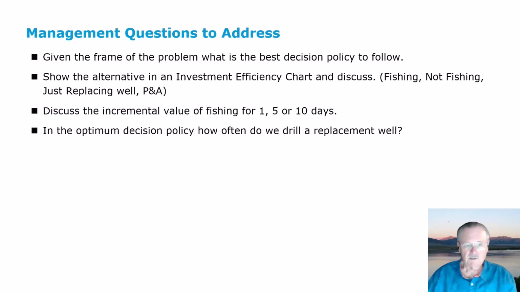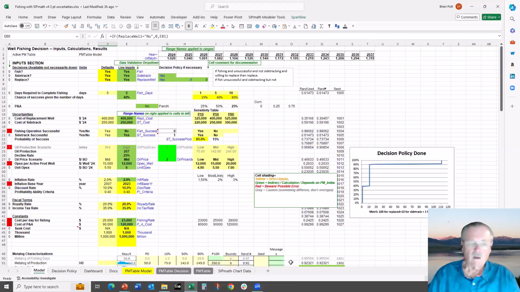And then discuss the incremental value of fishing for 1, 2, or 3 days, 10 days, or the sidetracking and or the replacement well. And then they wanted to know how often do we replace the well. Okay, so let's flip over to this model. So here's the model, and we're not going to go through this whole model, but I just want to say that there is a model, and all the uncertainties and decisions are defined here.